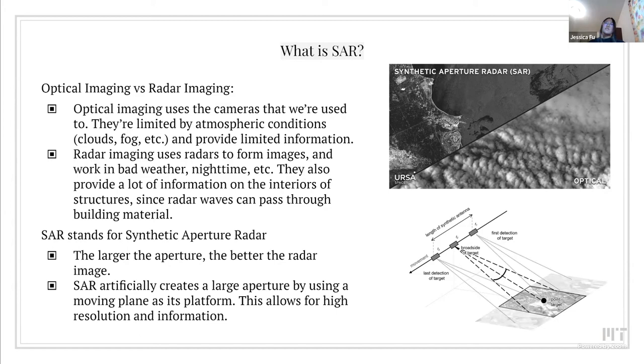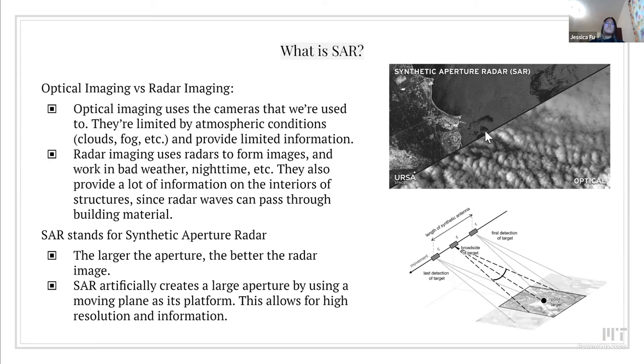Radar imaging, on the other hand, uses radio waves sent out from the radar to form images. As such, it doesn't rely on atmospheric conditions or light level, and it works in bad weather or at nighttime. You can see here on the right side an image of how radar imaging was used to take photos of a port. Normally, the clouds would obstruct the view, but with radar imaging, that's really not a problem at all.